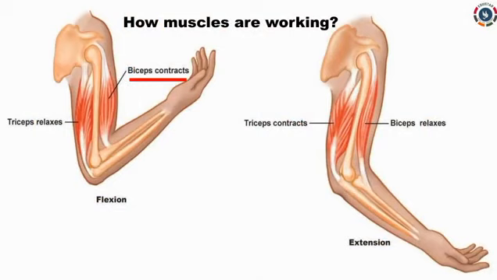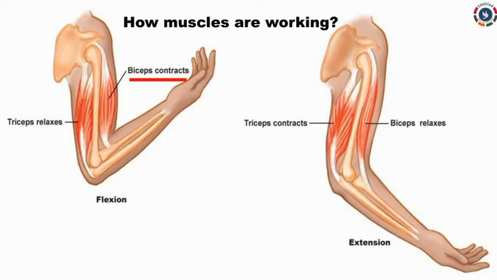Now we are going to see about the functions of muscles. How they work, let me explain about that. Students, muscles usually work in pairs. A good example of a pair of muscles working together can be seen in the human arm. The muscle at the front of the arm is called the biceps muscle. The muscle at the back of the arm is called the triceps muscle.